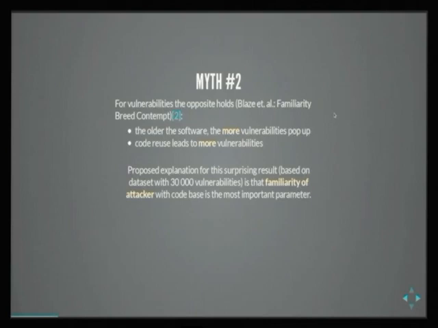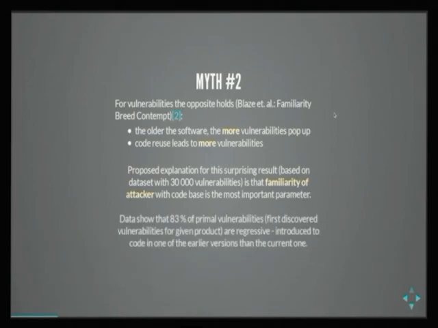So they gathered a data set of 30,000 vulnerabilities, and their data showed that the first vulnerability found in the software usually comes in later, after the release, usually several releases after the first one where the vulnerability was introduced. So this is a rather intriguing idea.